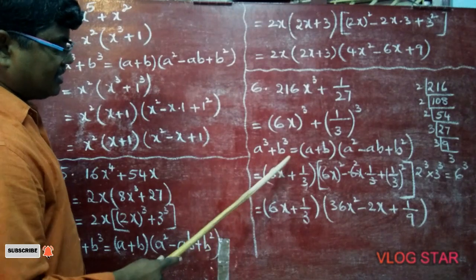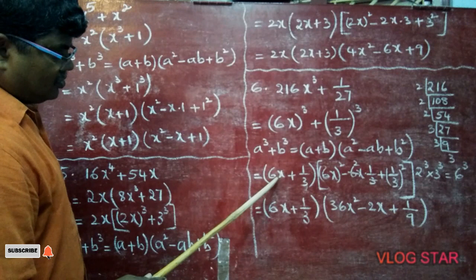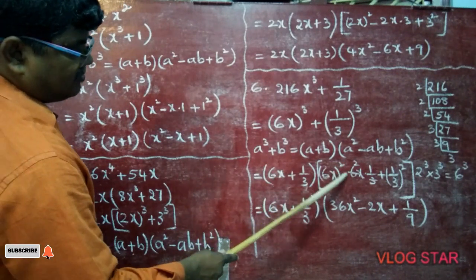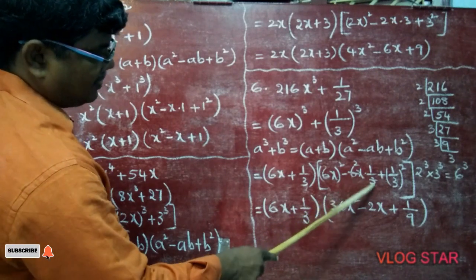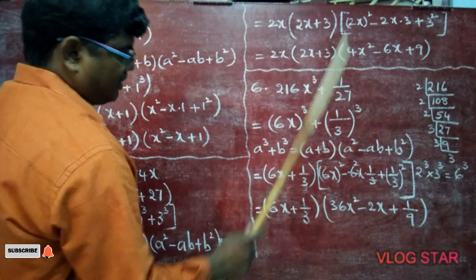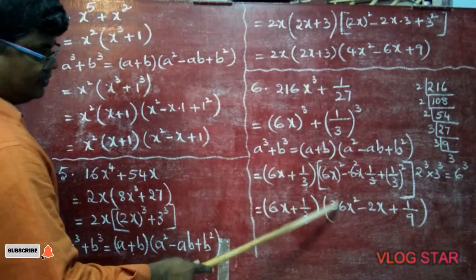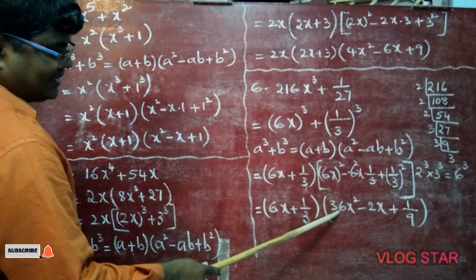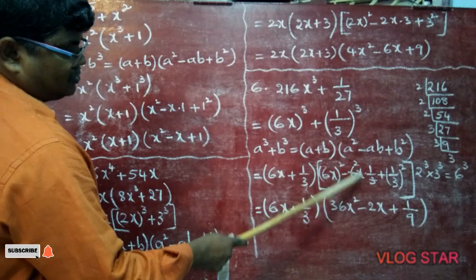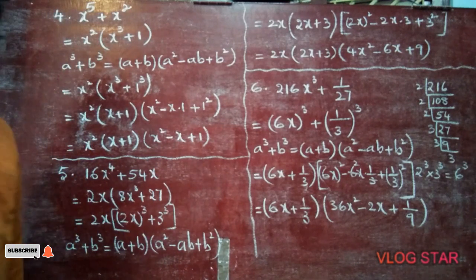Now apply the formula. In the place of a, 6x is there. In the place of b, 1 by 3 is there. So 6x plus 1 by 3 into 6x whole square minus 6x into 1 by 3. This dot indicates multiplication, plus 1 by 3 whole square. Now 6x plus 1 by 3 into 6x whole square means 6 6s are 36 x square. Here 3 table goes in 6 2 times, so minus 2x plus 1 square means 1, 3 3s are 9.